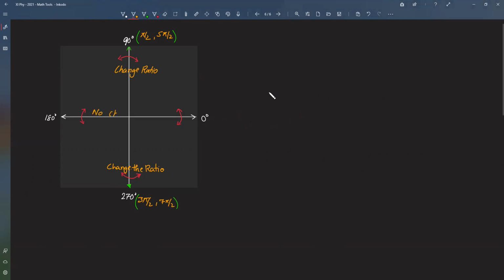No change in ratio. That means sine will remain sine, cos will remain cos. Clear? And coming to the sign, whether it is negative or positive, that is decided by the same old trick, right? You have to be careful only about this thing.